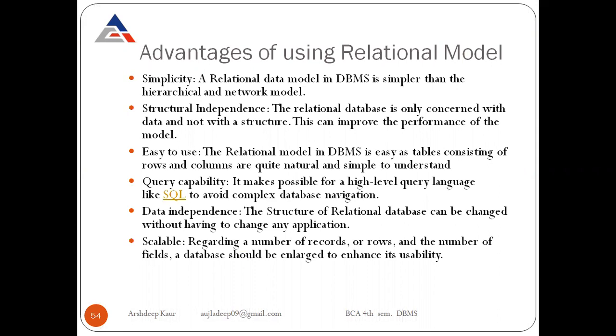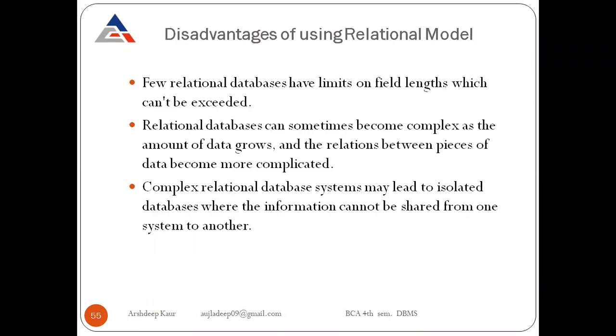Query capability. It makes it easy and possible for high-level query languages like SQL to avoid complex database navigation. Everything is stored in the table. We can easily search by row ID or by column ID. Data independence is there, so we can change one row or one column without affecting the others. Scalable means we can add more rows and columns according to the requirement.